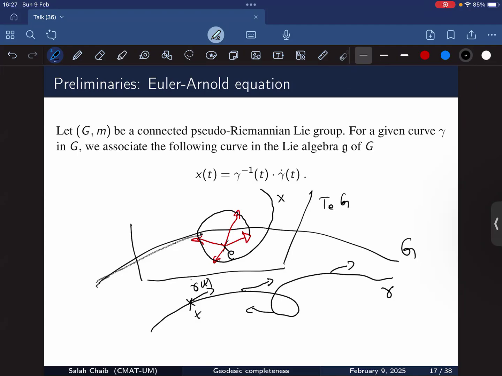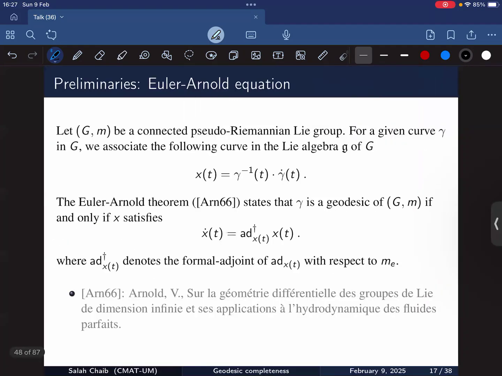Okay. So we translate the velocity curve into the Lie algebra. So this will make this curve x. Okay. And then the Euler-Arnold theorem states that using this curve, we can determine whether a gamma is a geodesic or not of G using this equation. So if the corresponding x satisfies this equation, we say that gamma is a geodesic.